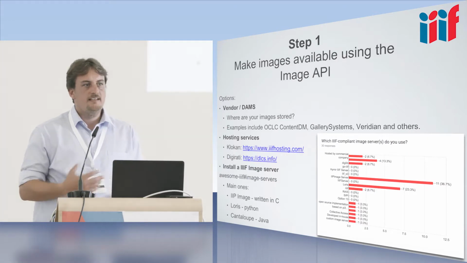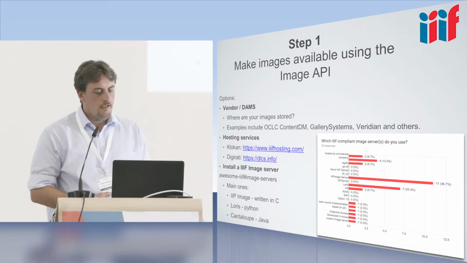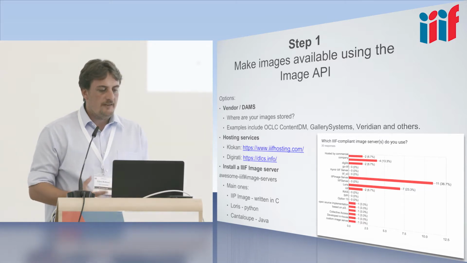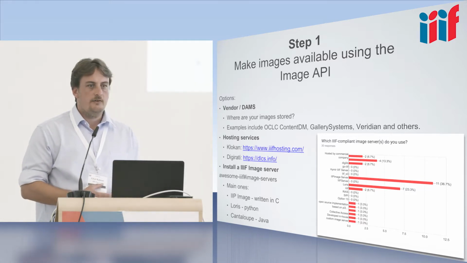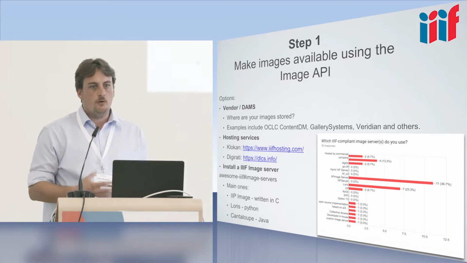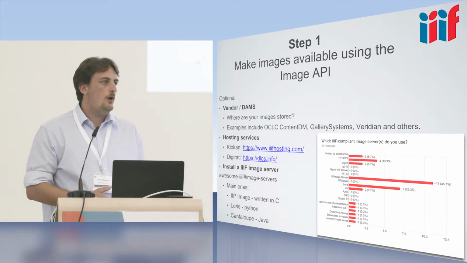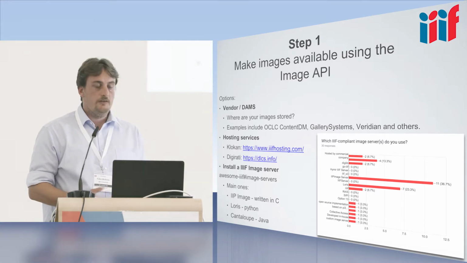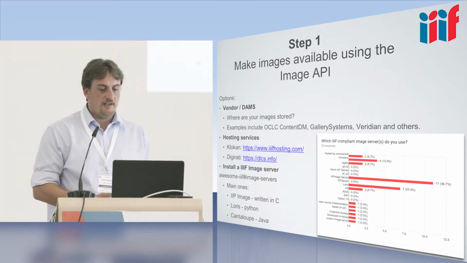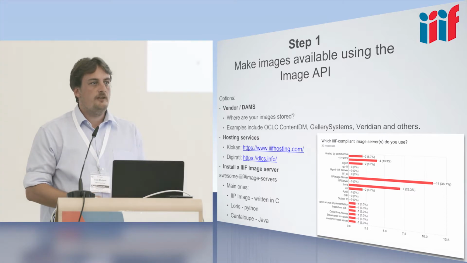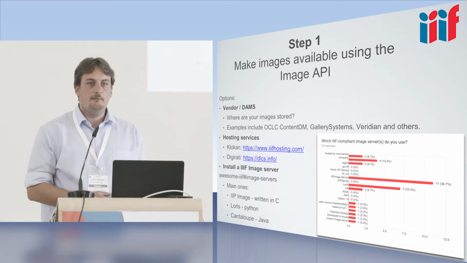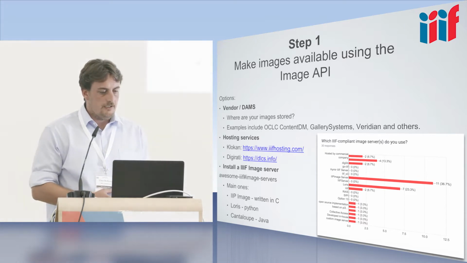And the advice is to start with the image API. So how can you start with the image API? Probably the easiest solution is to look to see if your existing DAMS or content management system already supports IIIF. We've got a number of big vendors that already do, so OCLC, Gallery Systems, Viridian, and there are others which already implement IIIF. And if you're lucky enough to already have it, then maybe it's just a case of switching it on.